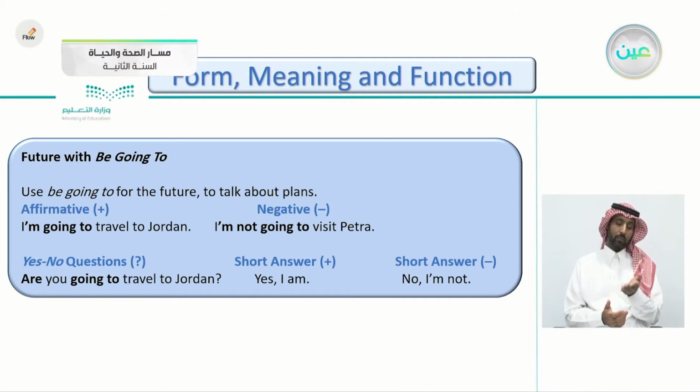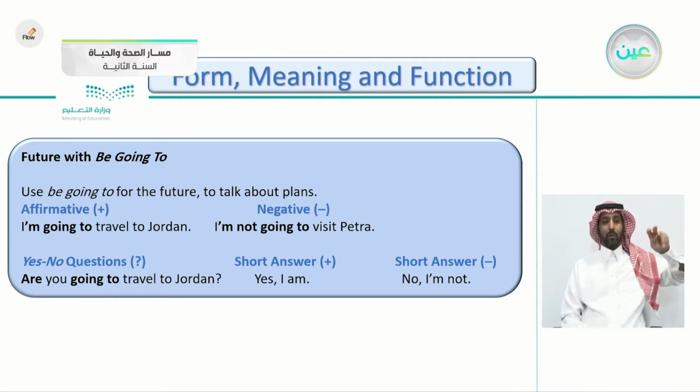The affirmative: I'm going to travel to Jordan. So I, then am, going to, then we put the verb, travel to Jordan. So of course now we know that he's talking about a future plan, that he's going to travel to Jordan. And the negative here you can see: I'm not going to visit Petra. So this is how you put the negative form of the sentence. You put the word not before the verb going.